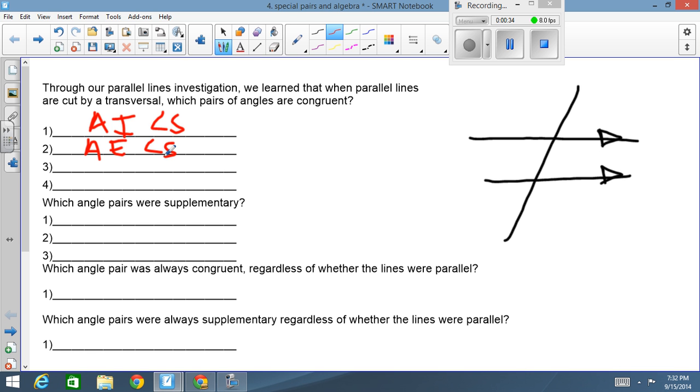We talked about the fact that anytime we have two angles that share the same vertex but they don't share any of the same sides, they're congruent. Those are vertical angles. Those are always congruent. And then the last one of the four that we talked about that are always congruent in this situation are corresponding angles.